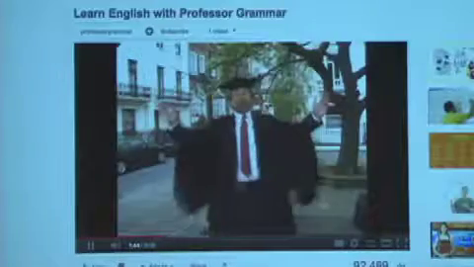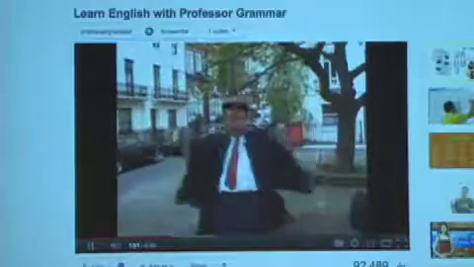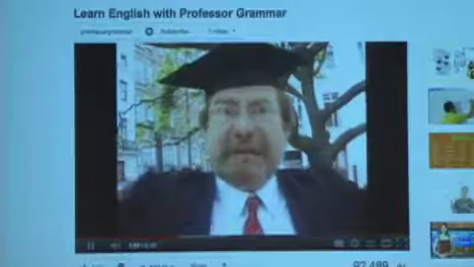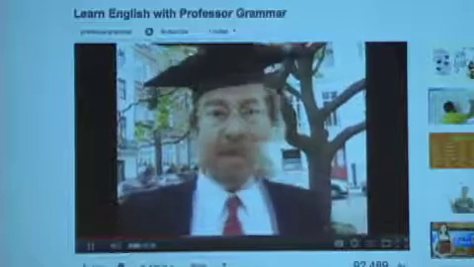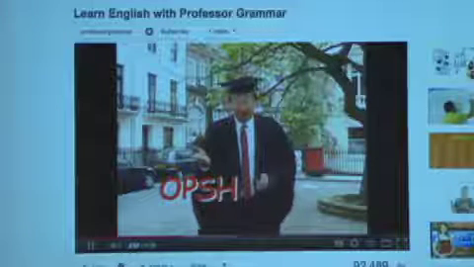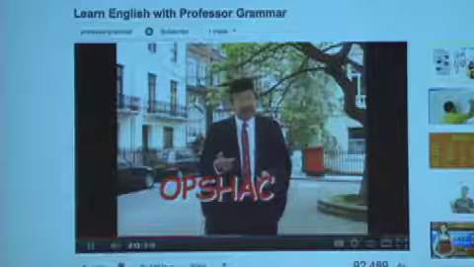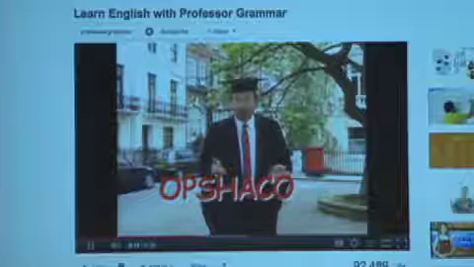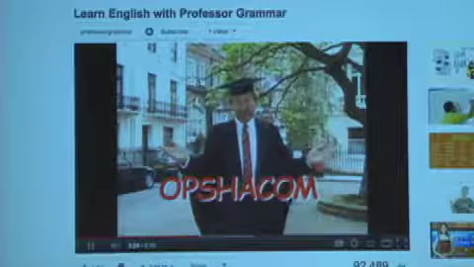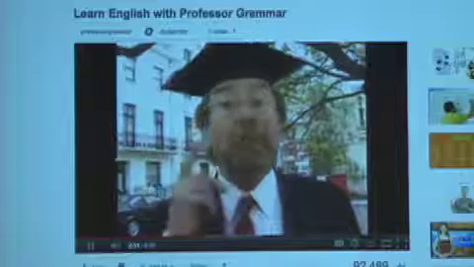Opshacom. What is Opshacom? O-P, opinion. S-H, shape. A, age. C, color. O, origin. M, material. Opshacom. So, Opshacom helps us remember the word order of adjectives before nouns. Correct.